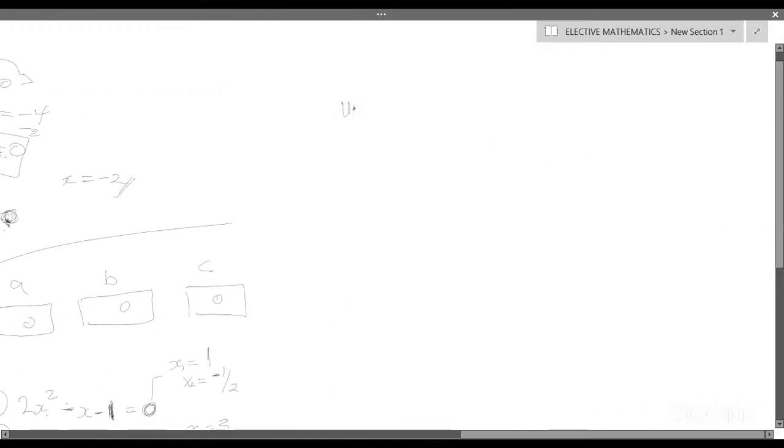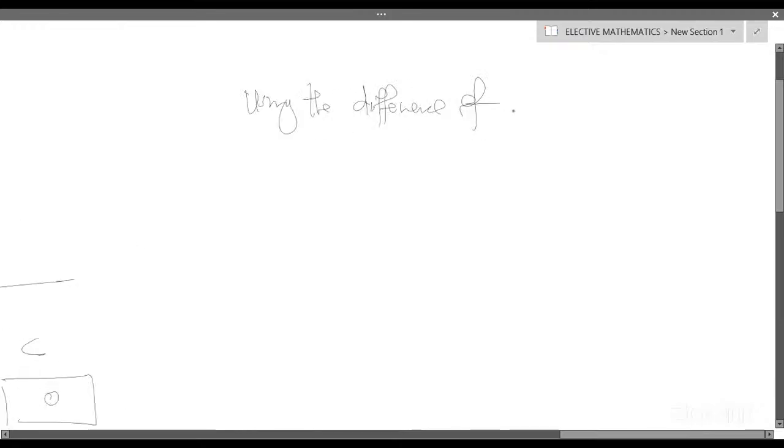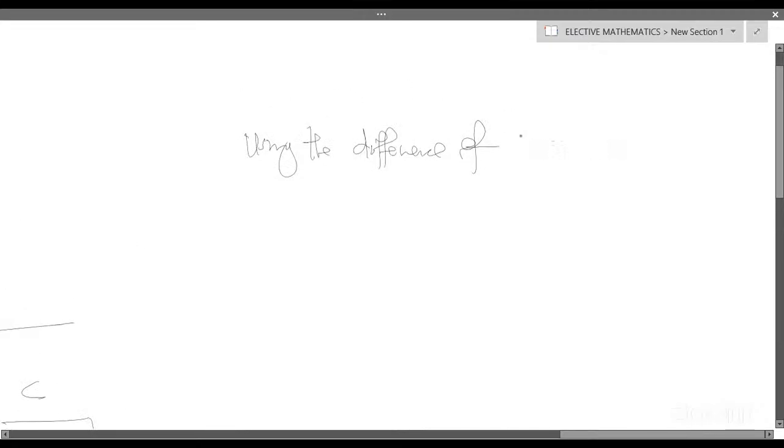Using the difference of two squares method to deduce the quadratic formula.